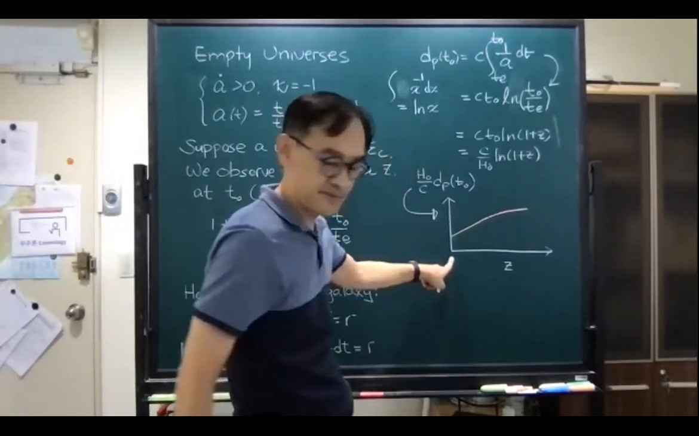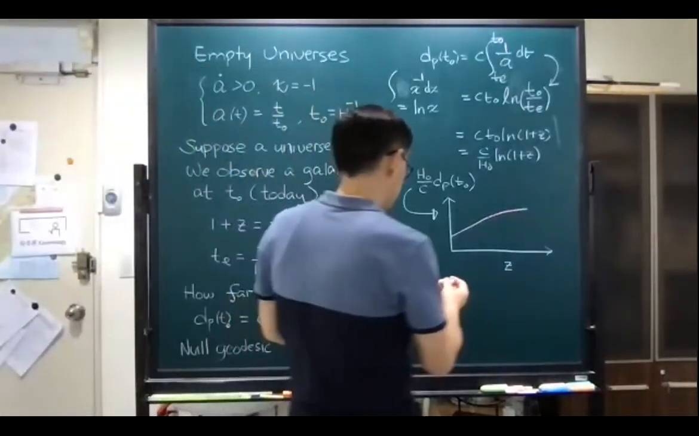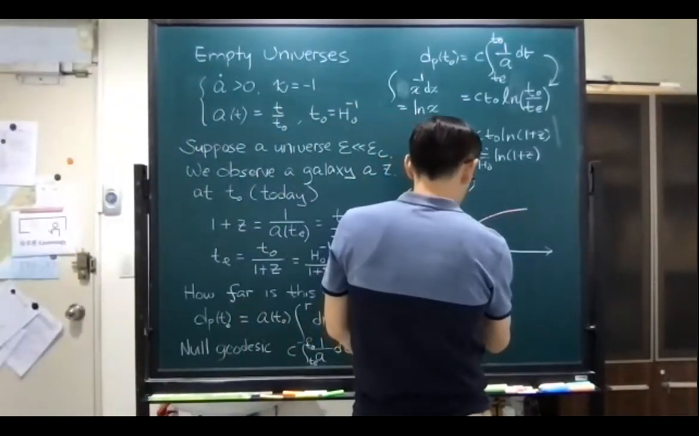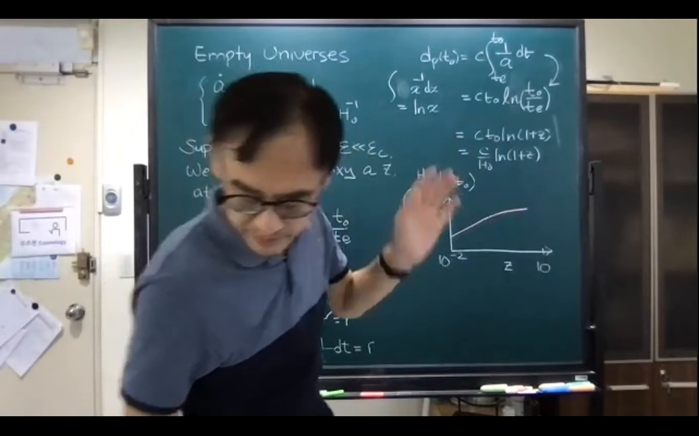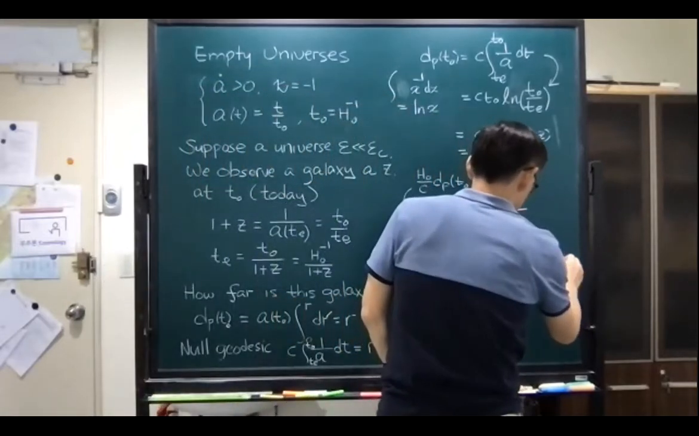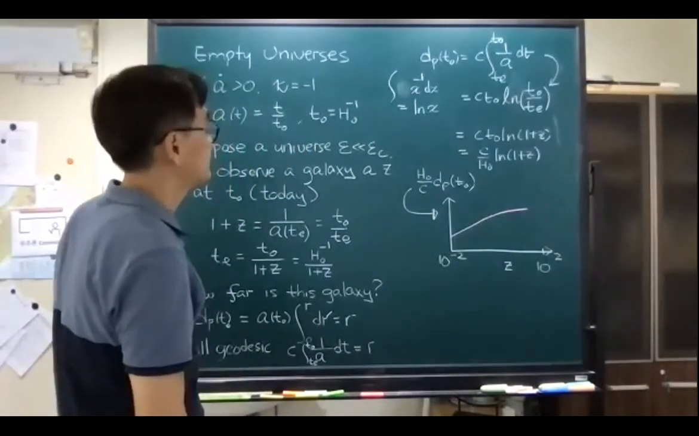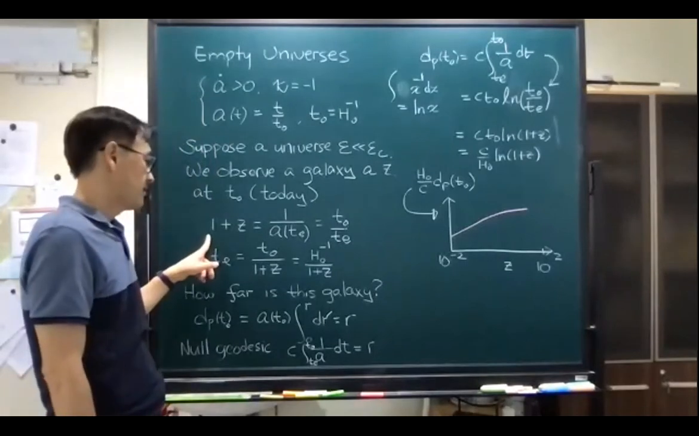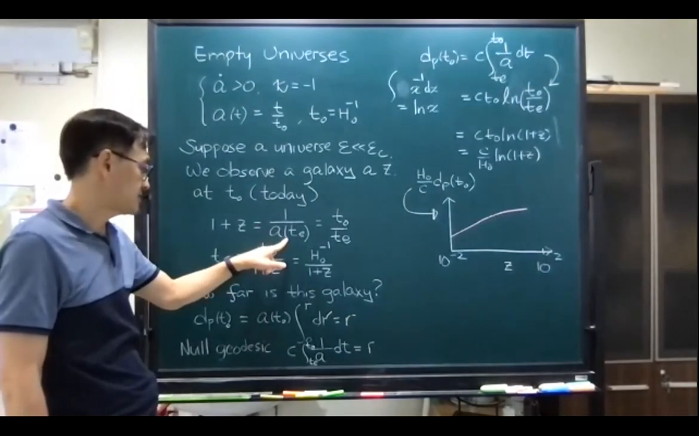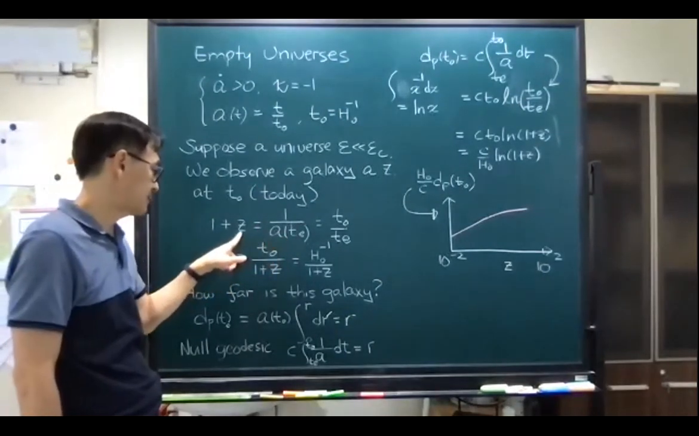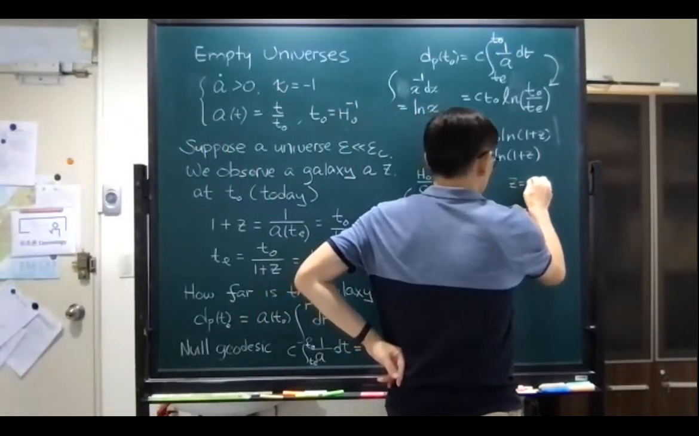Notice that this value is around 10 to the minus 2. And the maximum value that I'm plotting is, not exactly, but 10 to the 2. So let's take a look at the definition of Z here. For today, a is equal to 1. So to satisfy this, Z has to be 0. So when we say redshift is 0, that's today.